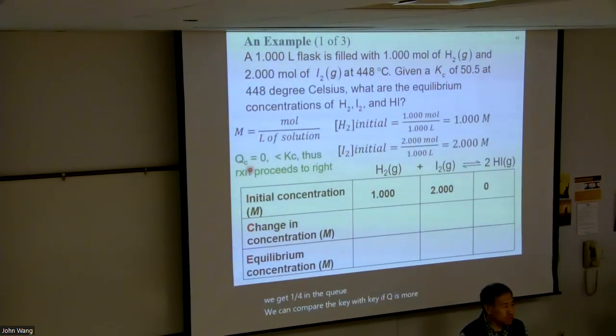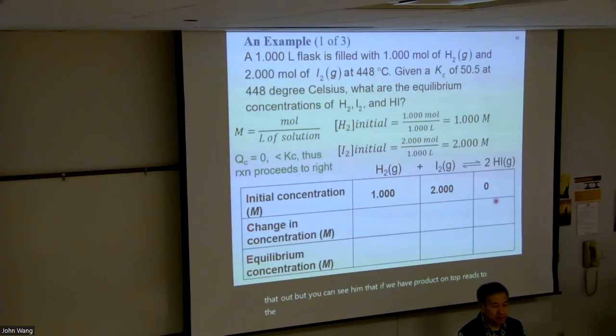And you know, the equation for Q is the same as the equation for K. That means the product concentration is the numerator, with the exponents, at the top. We have the product concentration in Q, and the product concentration is zero. So your Q is zero, and Q can never be exactly zero, but it will be very small. So zero is smaller than K. But for this problem, our K is 3.5. So we know the reaction starting from this point goes from left to right.